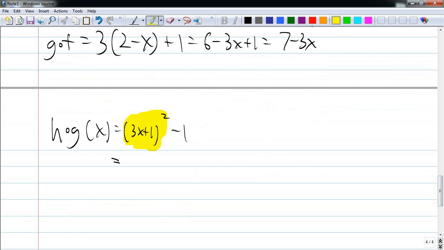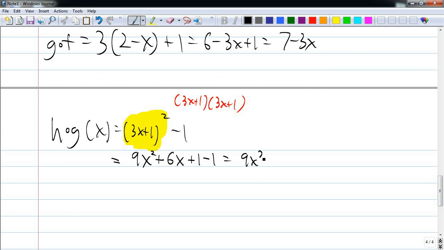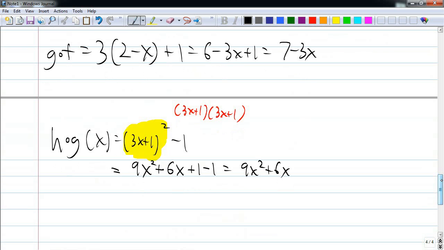I need to FOIL this. Gotta FOIL it. This is 3x plus 1 times 3x plus 1. It's going to give me 9x squared plus 6x plus 1 minus 1, or 9x squared plus 6x. Okay? Once again, the order of composition matters, and guys, notice here that I had to FOIL.